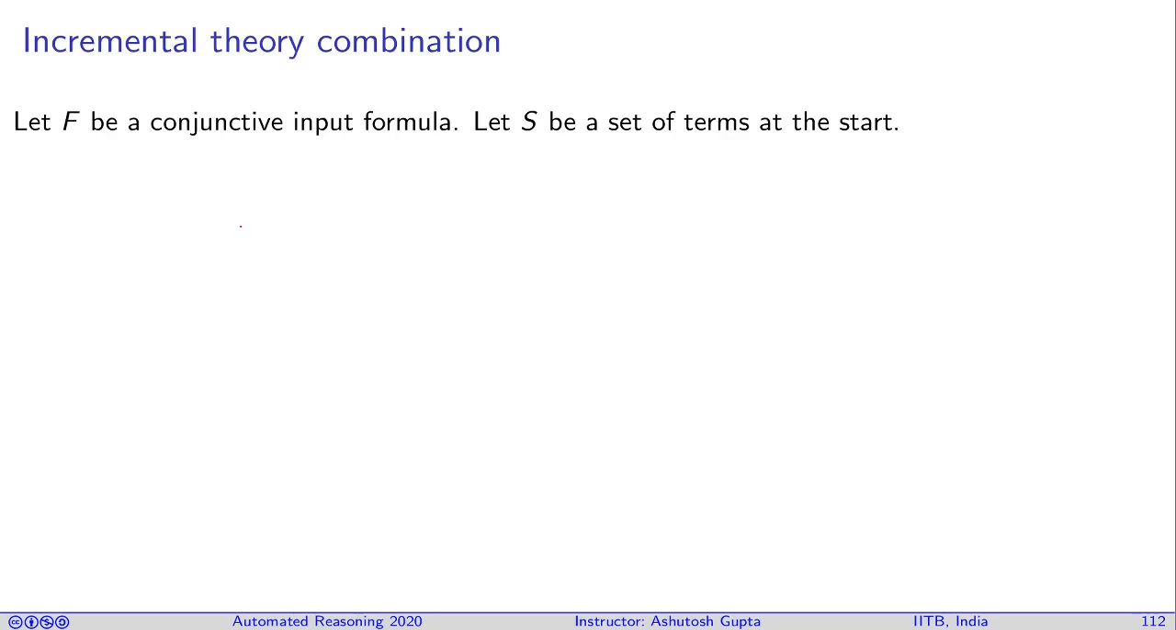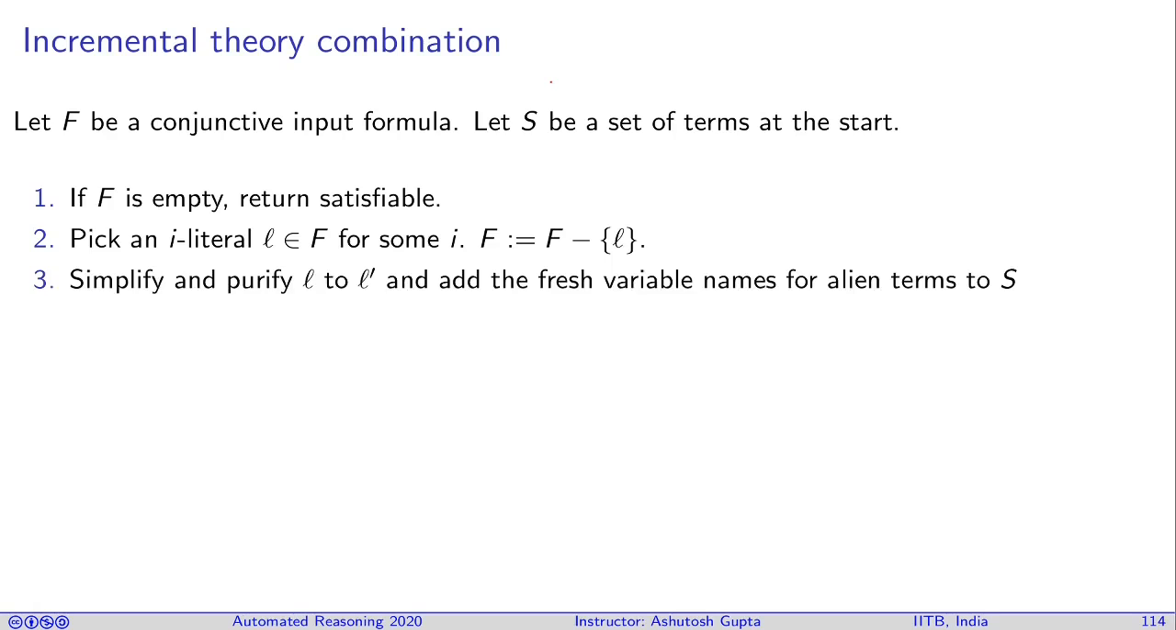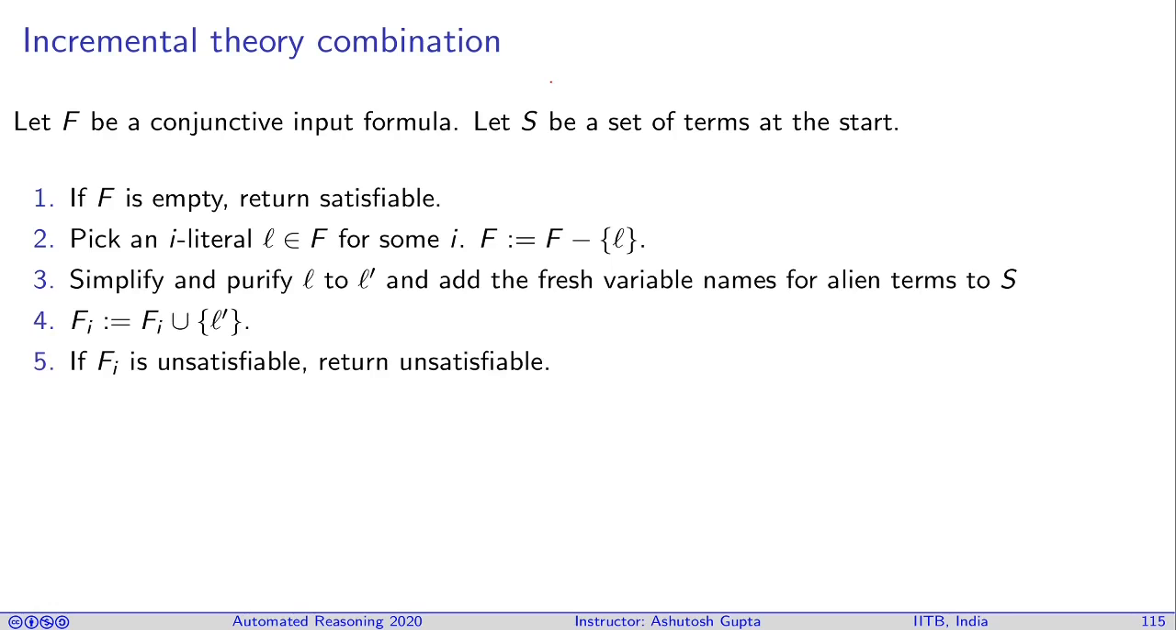So let F be a conjunctive formula, and let S be the set of variables that are common between the sub-formulas, and let's say it's initially empty. If F is empty, return satisfiable. If F is not empty, you pick a literal L, which belongs to the ith theory. Then you take this literal out of the set F and simplify L to L prime, add the fresh symbol names for the alien terms to S, and add L prime into your Fi. That's a standard purification process.